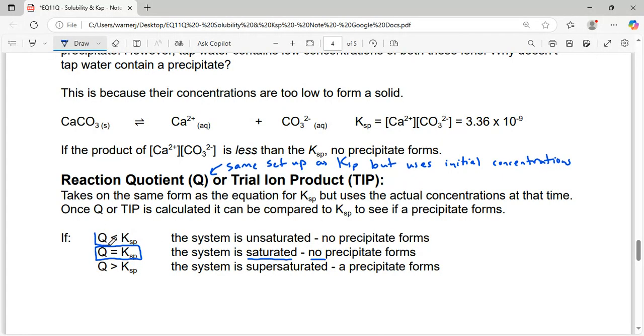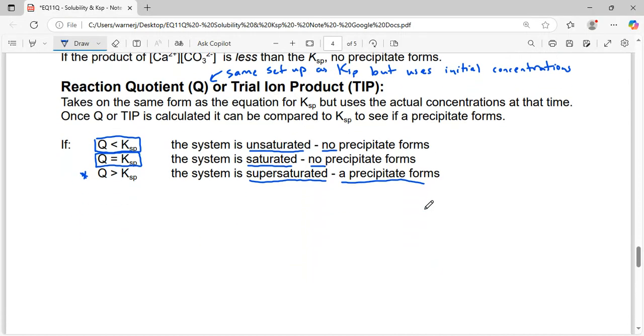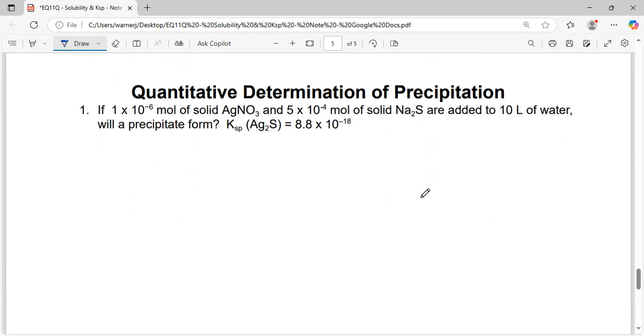If the Q is less than KSP, then we know it's unsaturated and no precipitate forms. So the only time we get a precipitate is this time right here, when Q is larger than KSP. That scenario happens when you have a supersaturated solution, and with that, a precipitate can form. So we're going to take a look at these and try two little problems here.